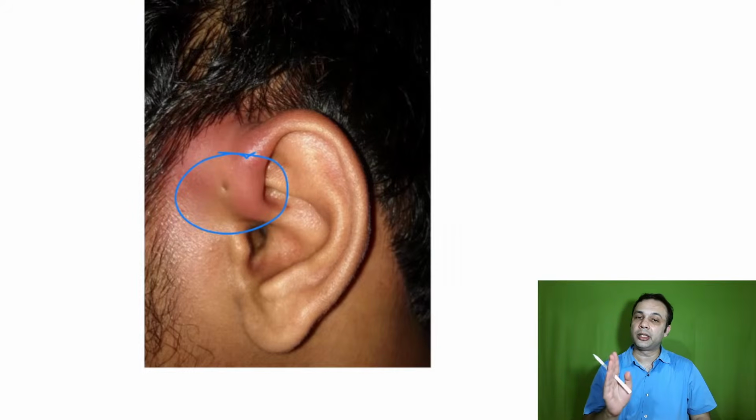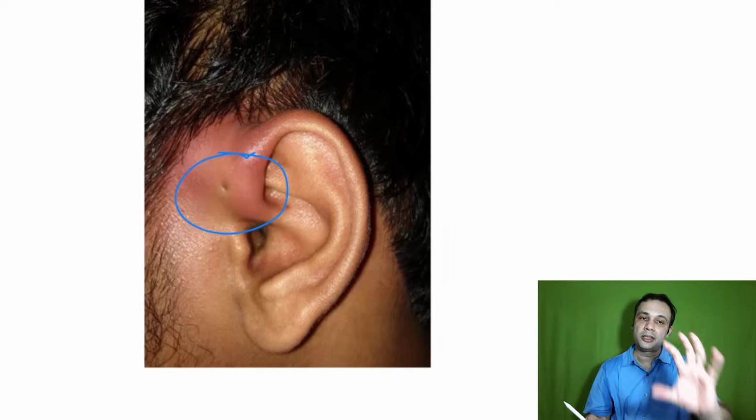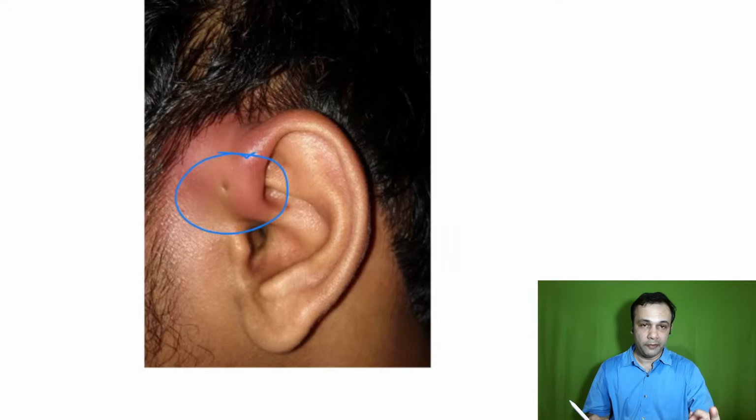Remember, you need to know everything about this. They can put an image like this, and then they can give you 4 options as to which of the following is false. So remember, preauricular sinus is congenital. It is an abnormality of the first and the second branchial arch. It can get infected. So what would be the treatment?